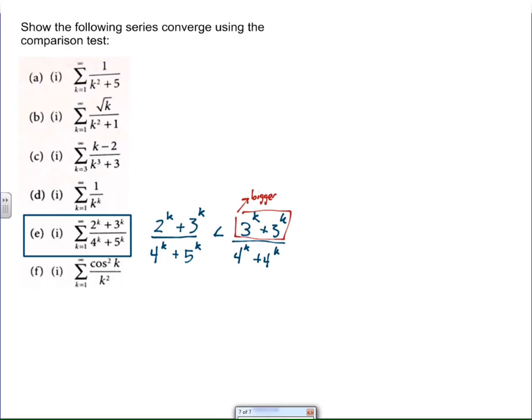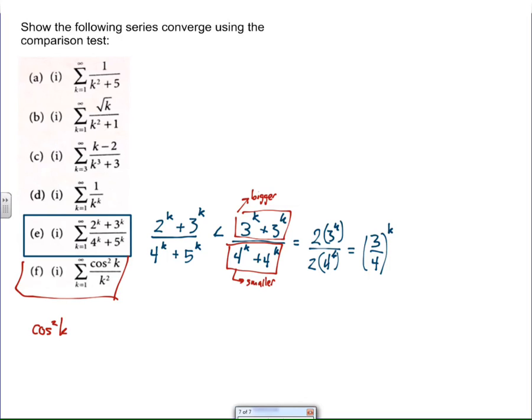Cleaning up the expression, here we have 2 times 3 to the k over 2 times 4 to the k, which is 3/4 to the k. The 2's divide out, and the k's become the power on the entire quotient, power of a quotient. Therefore, the comparison here is going to be of 3/4 to the k power, which is exponential decay, a geometric sequence. Therefore, we can find the sum.